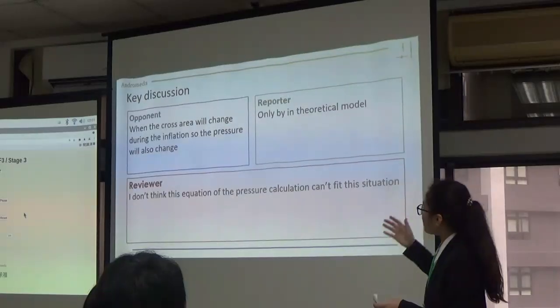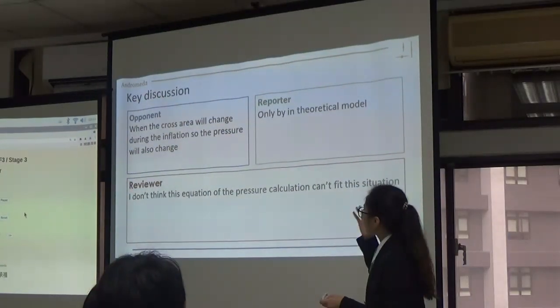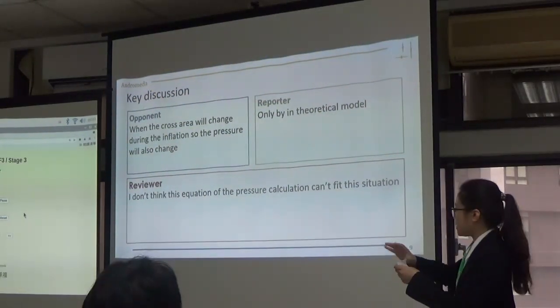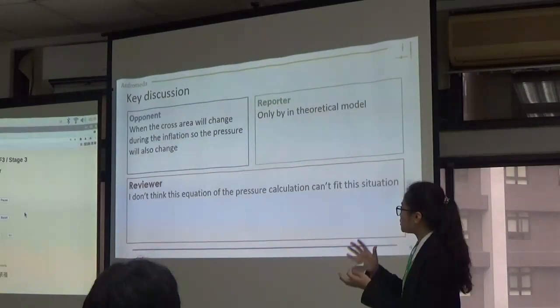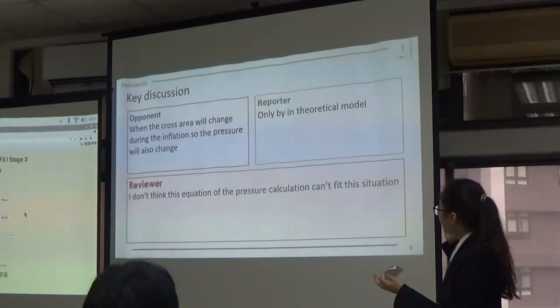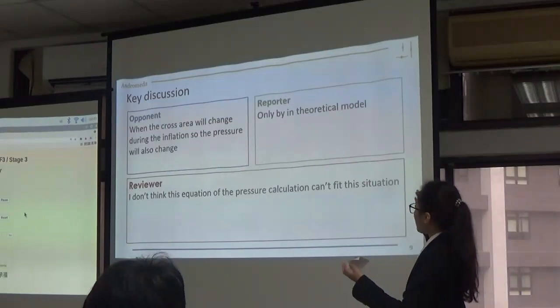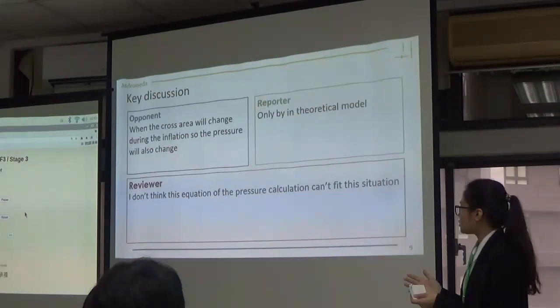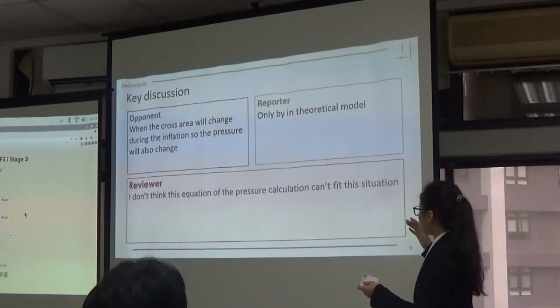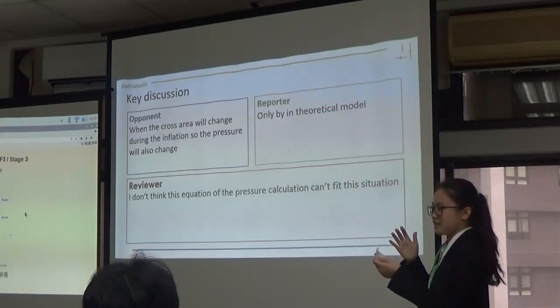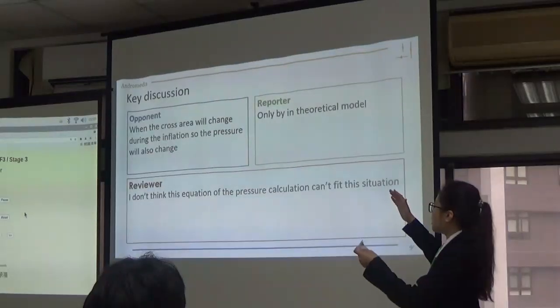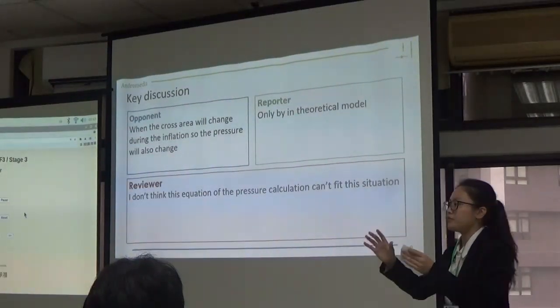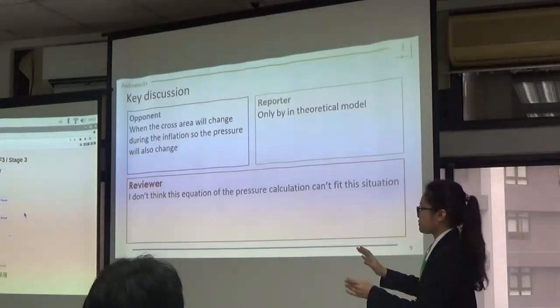And then the opponent asks, when will the cross area change during the inflation, so the pressure will also change? And the reporter says it can only be suitable with a theoretical model. However, I don't think this equation of the pressure calculation can fit this situation. I think it is really weird, and I think that the pressure inside the balloon will decrease and increase.